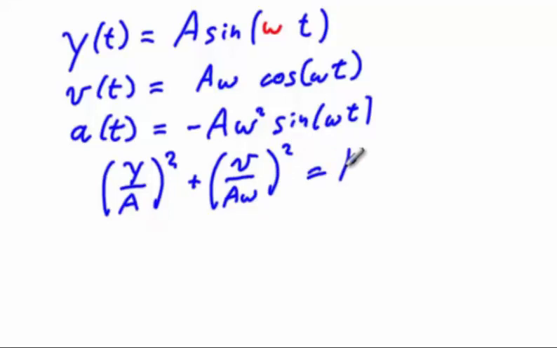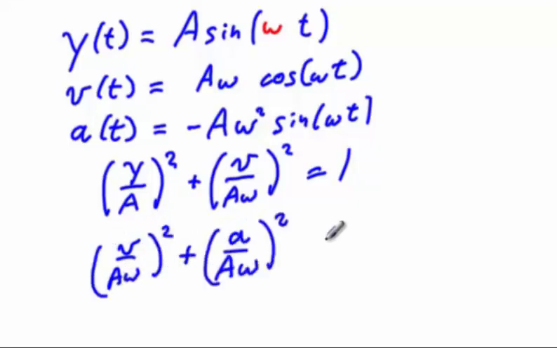Next, we do the same procedure regarding velocity and acceleration. Velocity over its maximum is cosine, and acceleration over its maximum is sine. Cosine squared plus sine squared is 1.